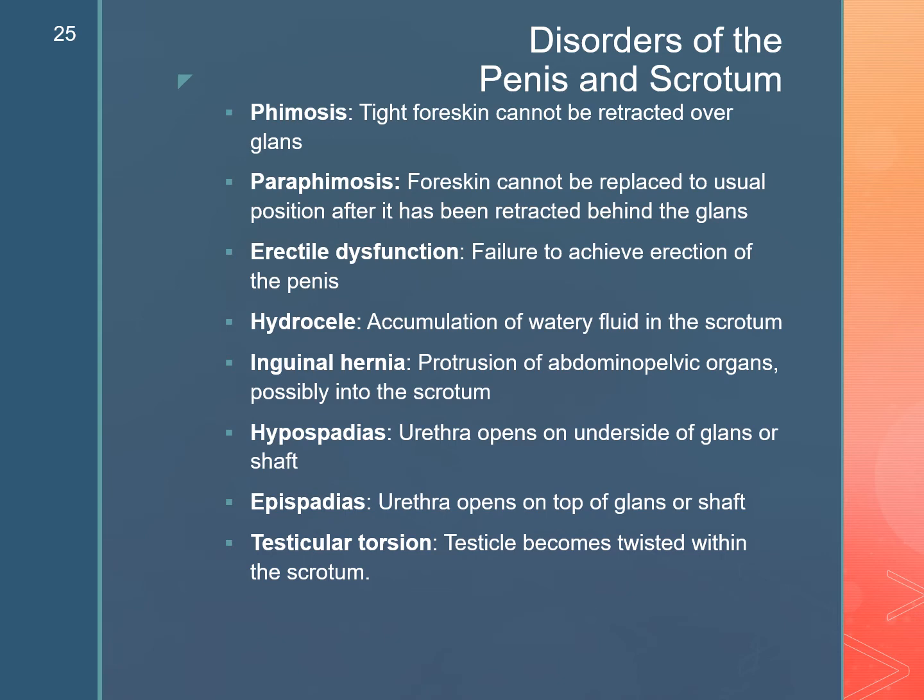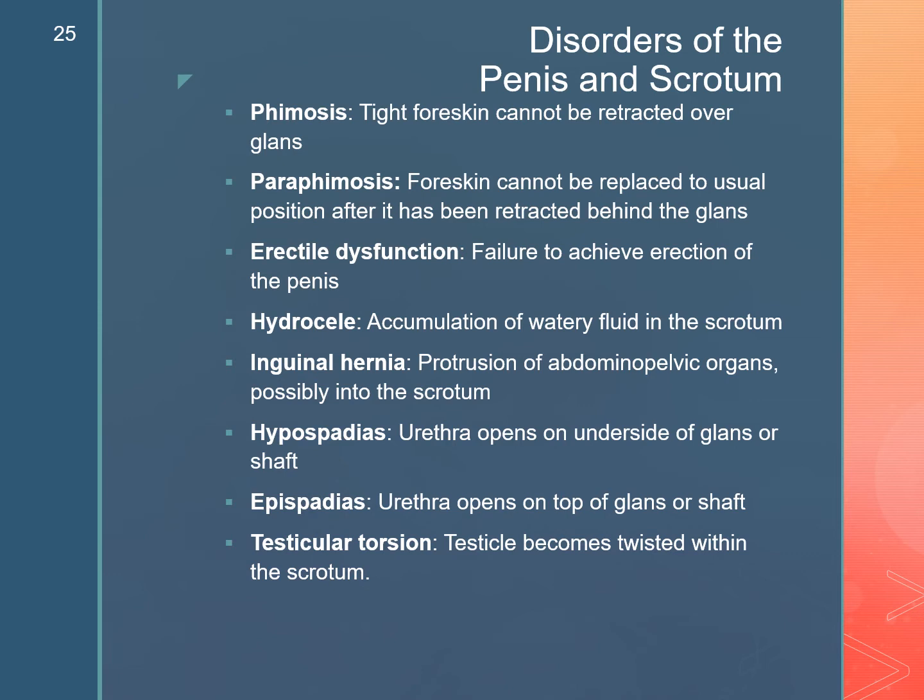An inguinal hernia is the protrusion of abdominal pelvic organs, possibly into the scrotum, through that inguinal ring. Remember I said it's a natural weakness in the abdominal wall for the male, and so there's an increased chance of hernia in that area.